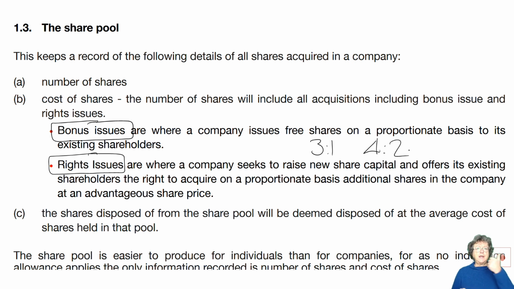Not only does the pool have the number of shares and the cost of those shares, and any bonus or rights issues, but also any shares that are sold. And we deal with that on an average cost basis. So we add them in, and take them out at an average cost.